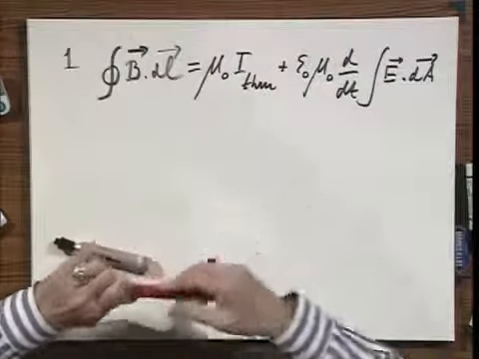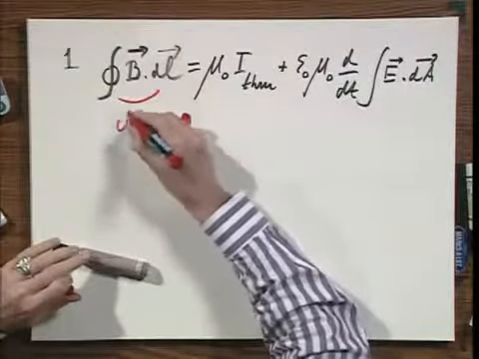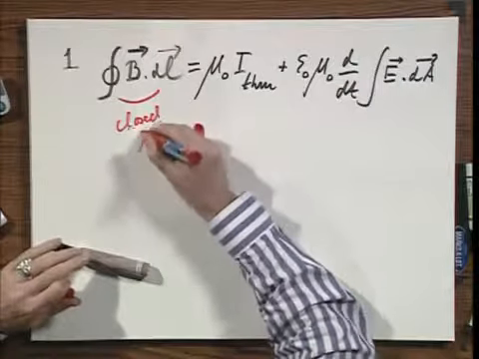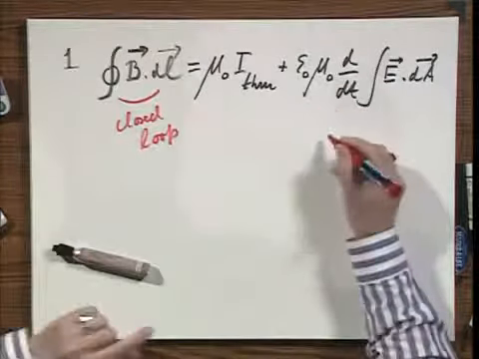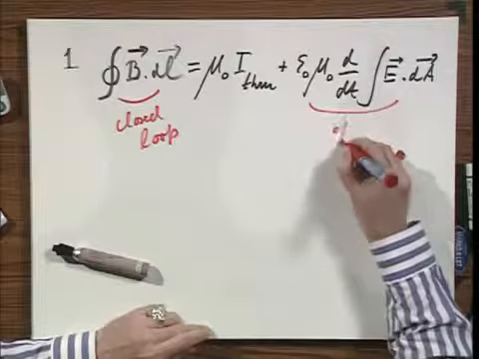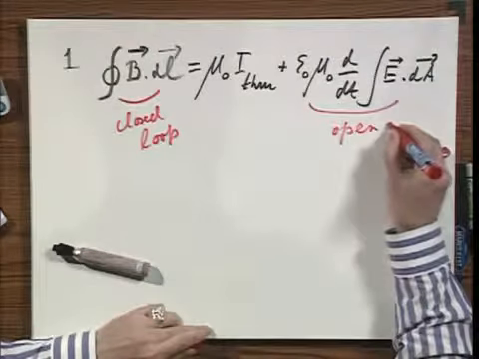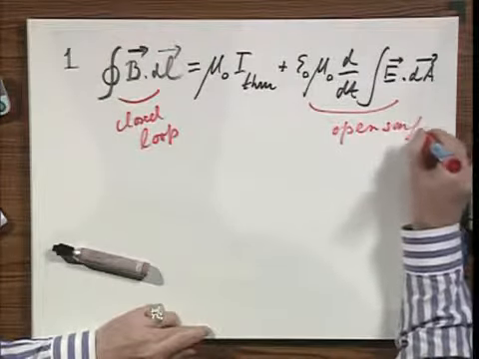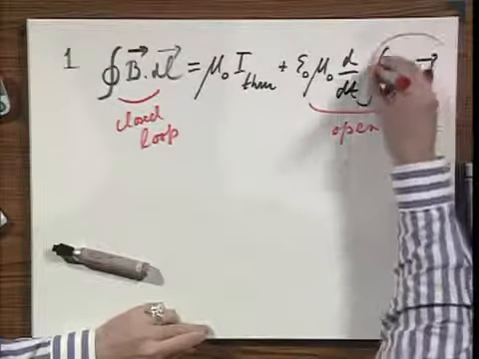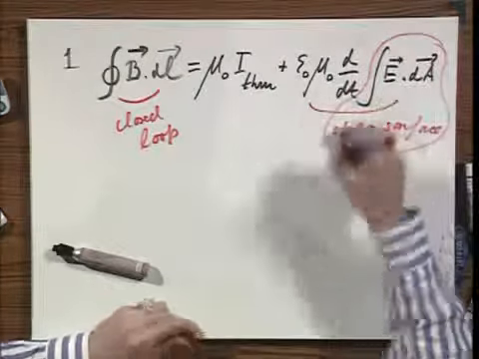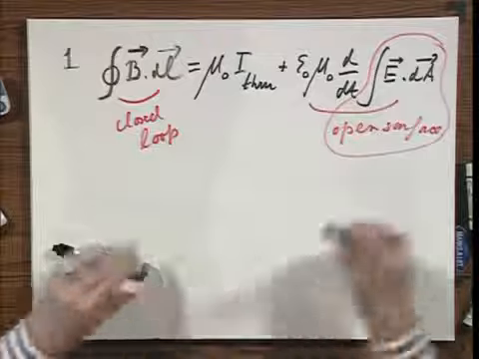Essential is that you realize that this is a closed loop, and that you must attach to that closed loop an open surface, and you have to do the calculation of this through that open surface and take the time derivative.